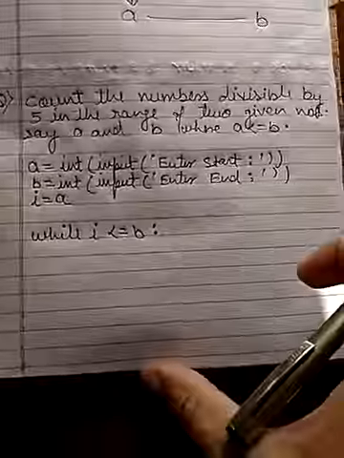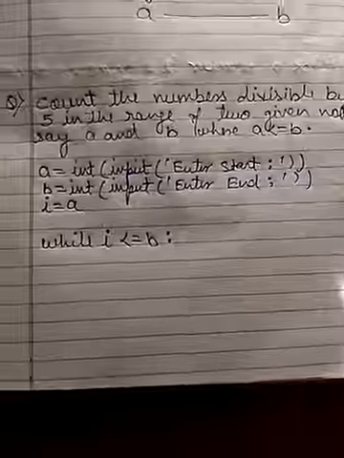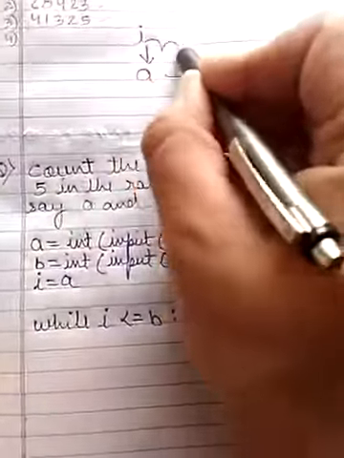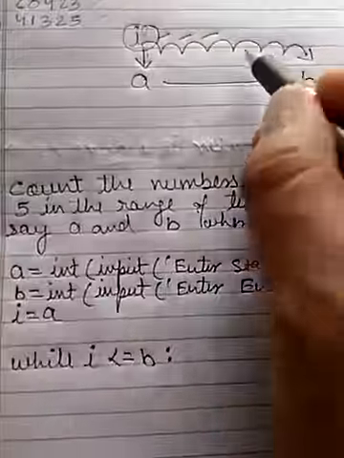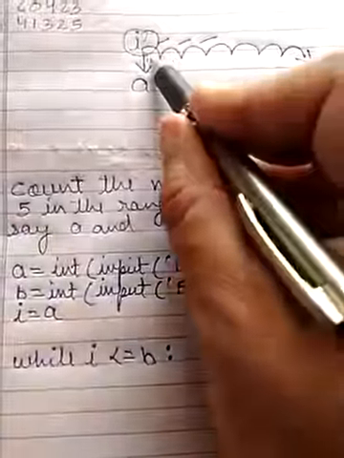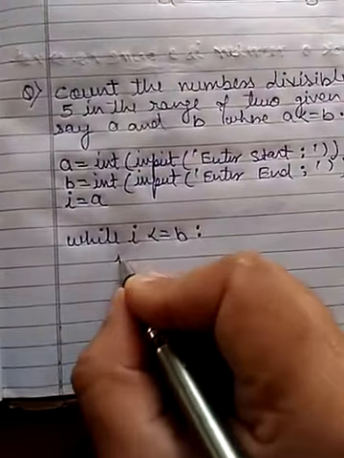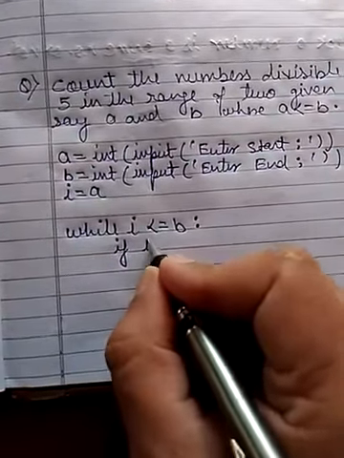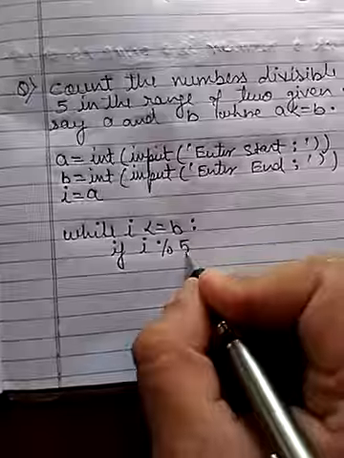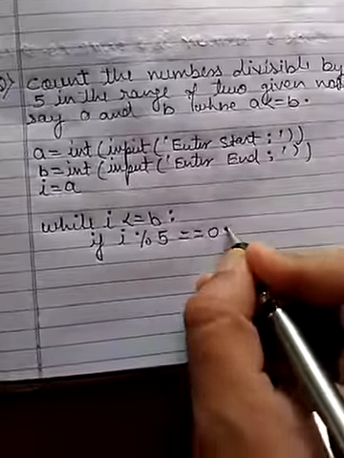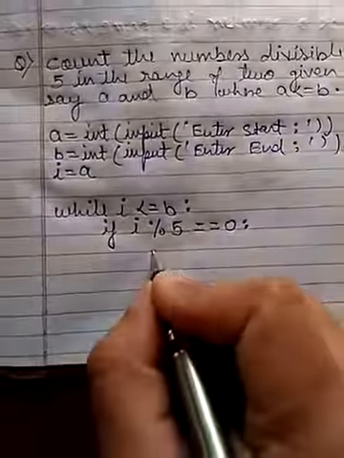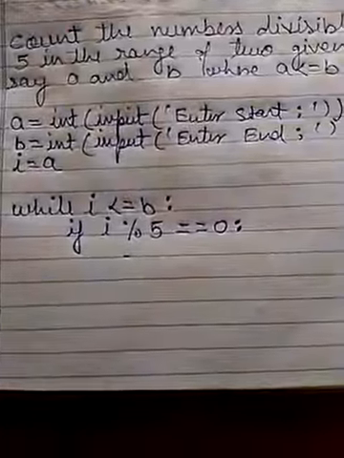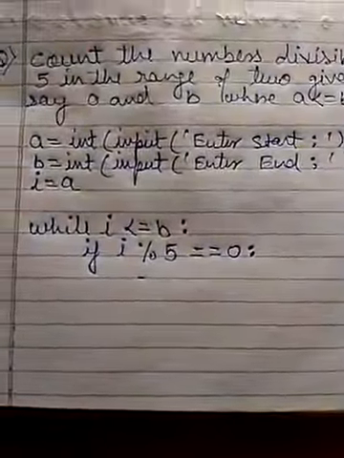Now I have to count the numbers which are divisible by 5. So first we need to check this I. It is continuing from A to B. So I need to check when the value of I is divisible by 5. To check this, we need to write an if condition. If I mod 5 equal to 0. So in this way you can check the condition. And now here in the if condition I have to perform the work of counting.